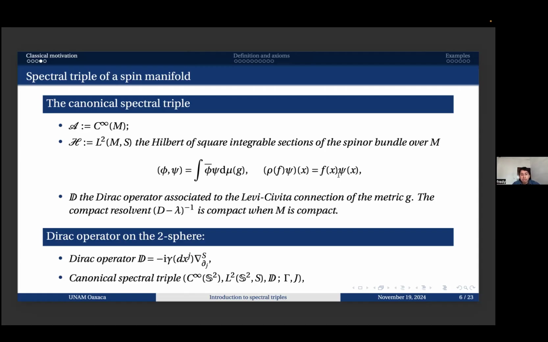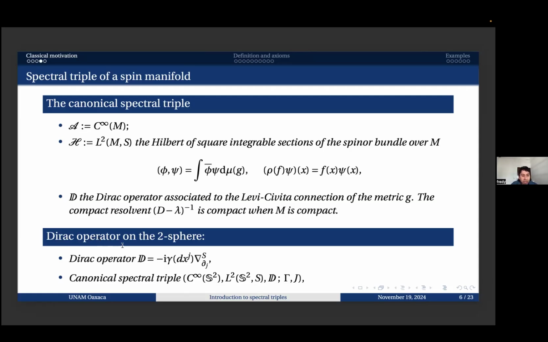And the Dirac operator is the Dirac operator associated to the Levi-Civita connection of the metric. It turns out that this Dirac operator, in principle symmetric, admits self-adjoint extensions with the compact resolvent property, which is equivalent to saying that the spectrum of the Dirac operator is discrete and goes to infinity.